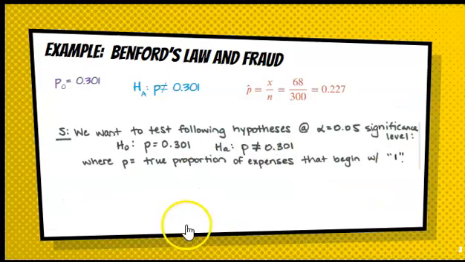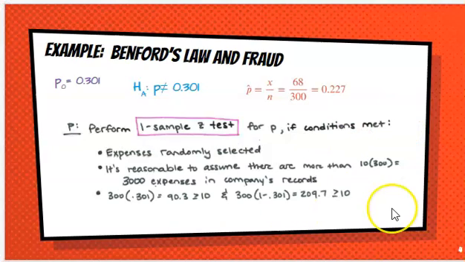All right, so let's do the state step. We want to test the following hypothesis at alpha equals 0.05 significance level. Our null is that p equals 0.301, they claim. Alternative is that it's not equal to 0.301. Where p is the true proportion of expenses that begin with a number 1. Notice I've stated my hypothesis, my significance level, and I've defined the parameter. All three components are important in your state step.